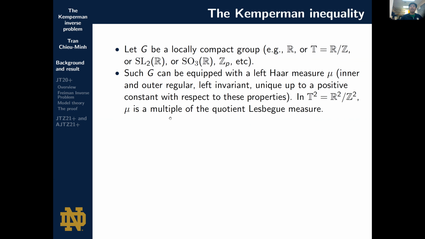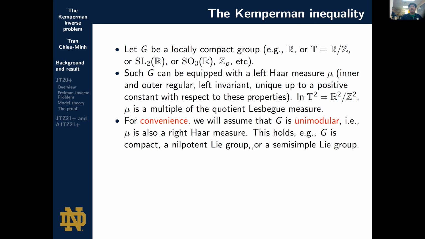So you can choose the left Haar measure to be a multiple of the quotient Haar measure, for instance. One issue with the left Haar measure is that sometimes it might not be right invariant, right? So translation of a set to the right might change the measure. But in a lot of cases it is.